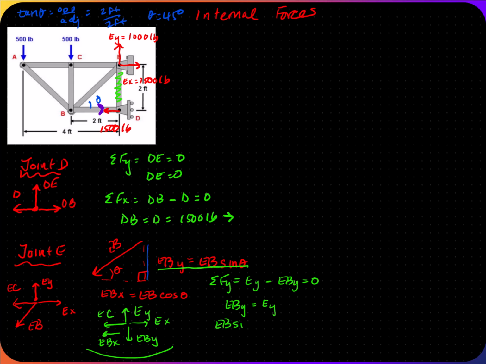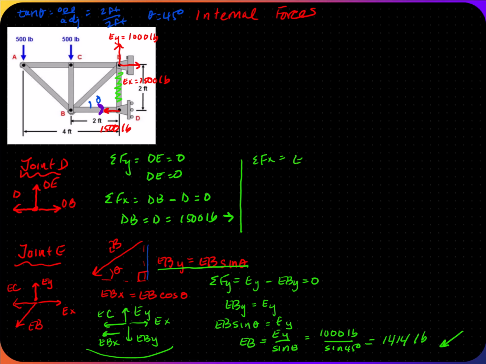So EB sine theta equals EY. I'm going to divide both sides by sine theta. So EB equals EY over sine theta. EY was 1,000 pounds divided by sine 45, which equals 1,414 pounds. And since it came out positive, I know my EB is going in the diagonal direction of southeast.